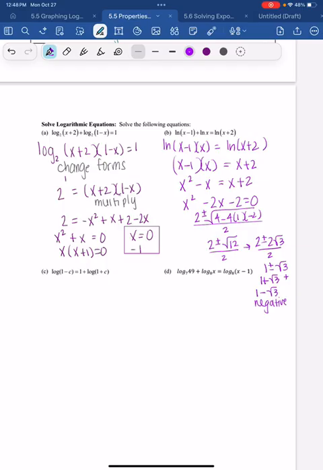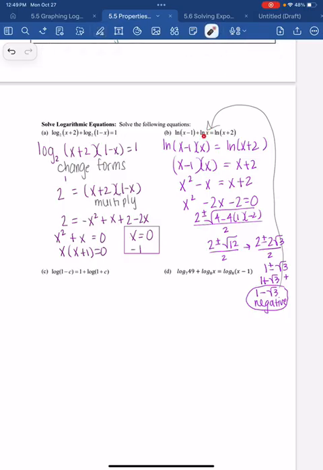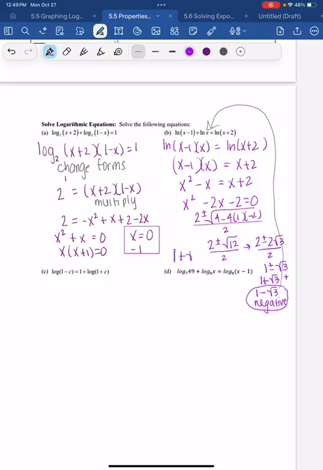And if you were to plug this back in and check, remember the domain of a log: the argument has to be greater than 0. I hate when that happens. Let's try this again. If you were to plug in right here for x in the natural log of x, you would get a negative. So 1 minus the square root of 3 cannot work. The answer is simply 1 plus the square root of 3. And that's the answer.